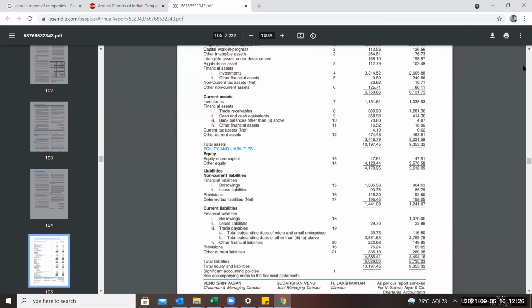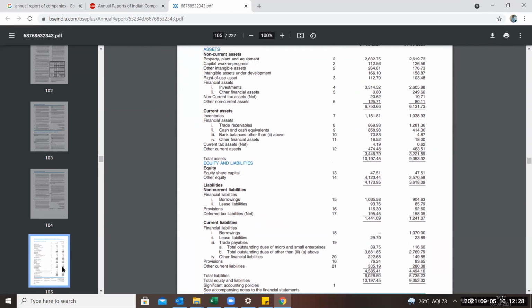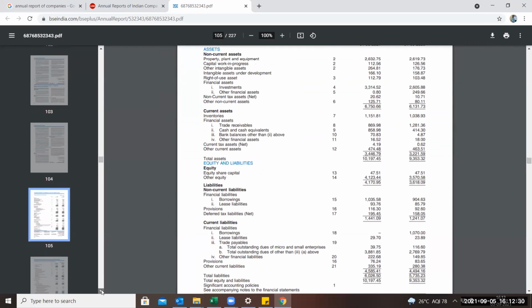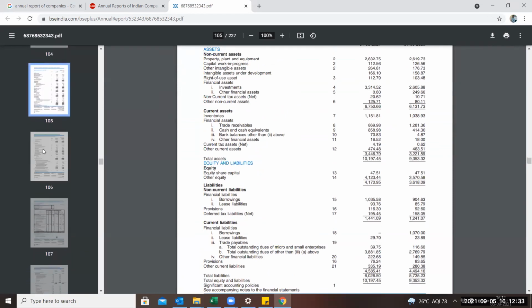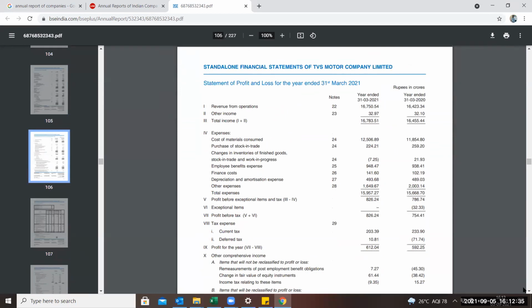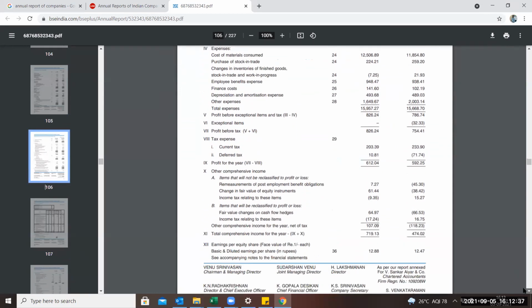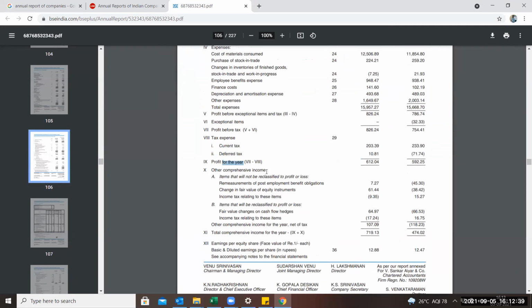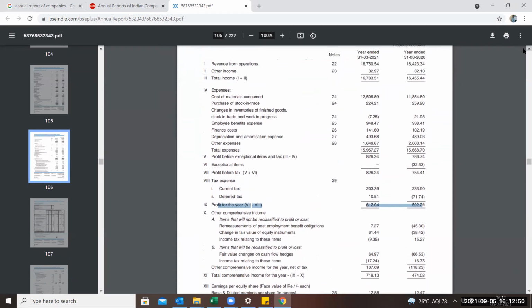For this, I am clear, Professor, for the balance sheet. And if I go for P&L, here they have mentioned profit for the year. After that, they have mentioned some comprehensive income. That you don't take. Only the 9th item, profit for the year, that is the net profit. Yes. Then I am clear with the point, Professor. Thank you.